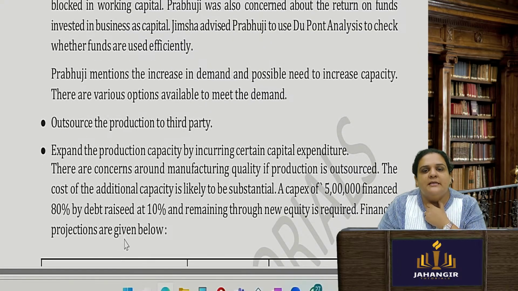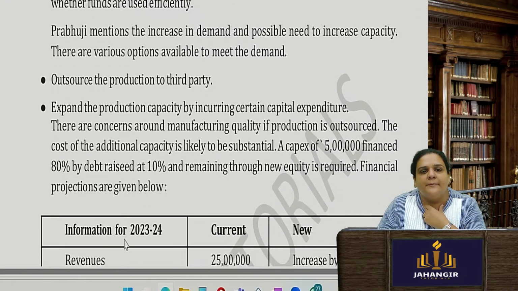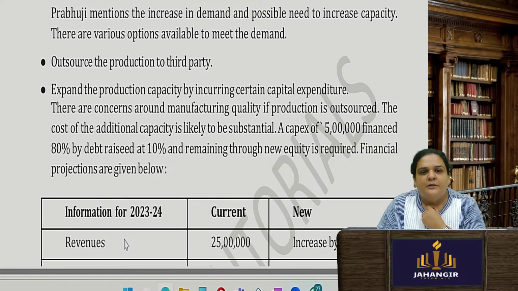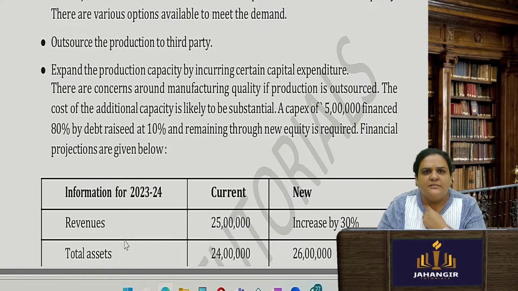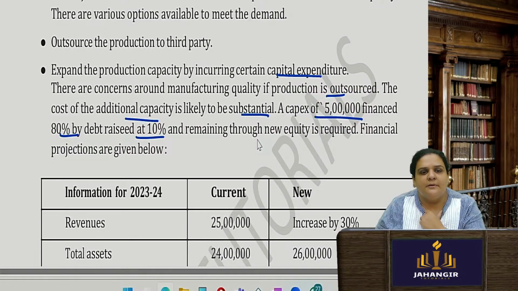Prabhuji mentions the increase in demand and the possible need to increase the capacity. Various options are available to meet the demand. Either you outsource the production to a third party. The second option is to expand the production capacity and incur new capital expenditure. There are concerns around manufacturing quality if production is outsourced. The cost of additional capacity is likely to be substantial. A capex of 5 lakhs financed by 80% debt at 10% interest, with the remaining through equity shares, is required.